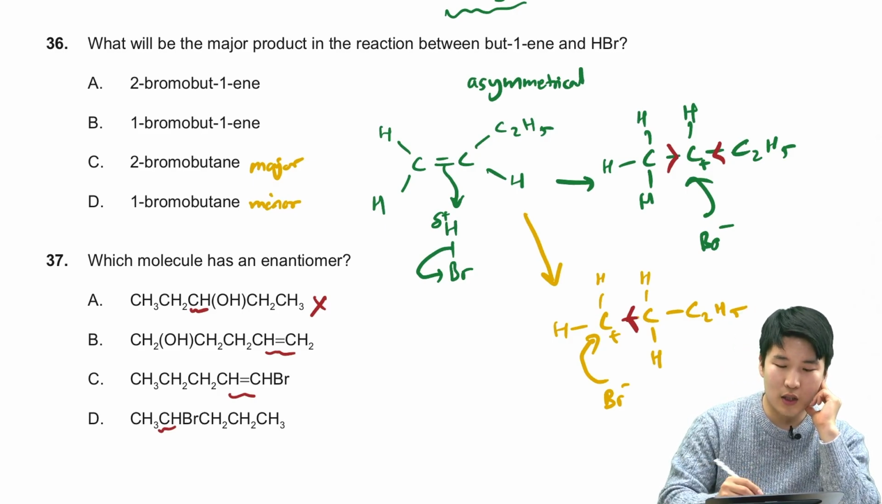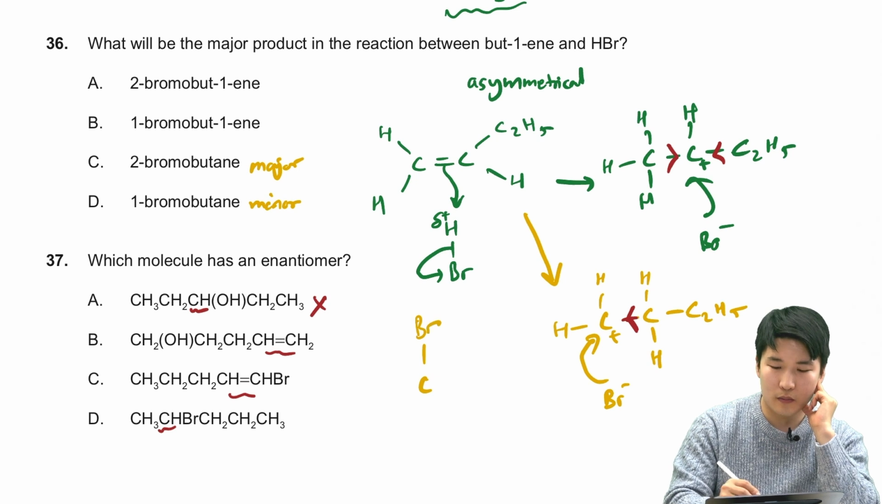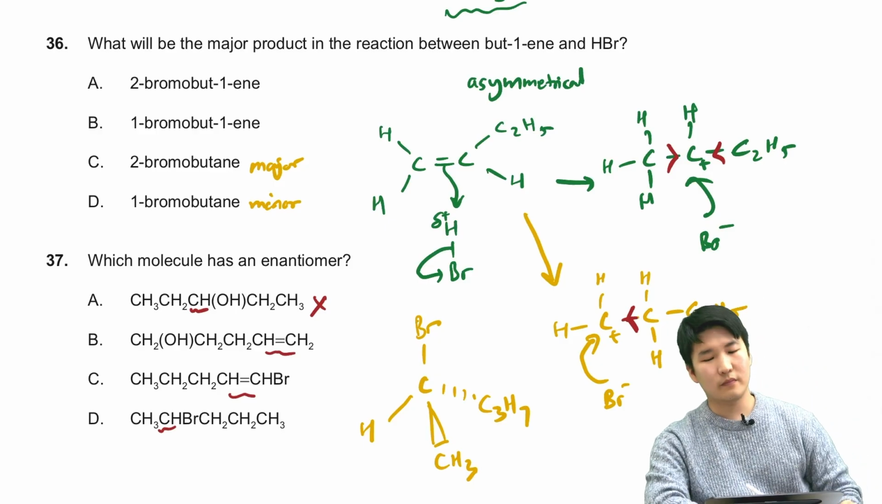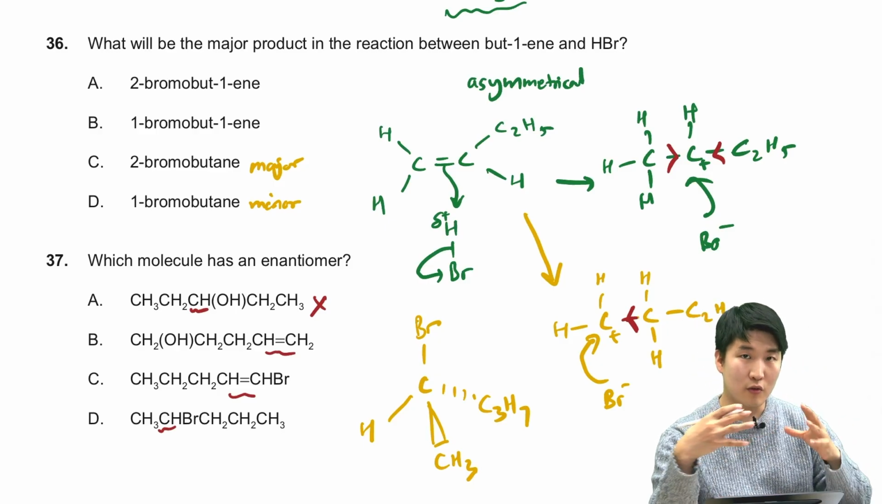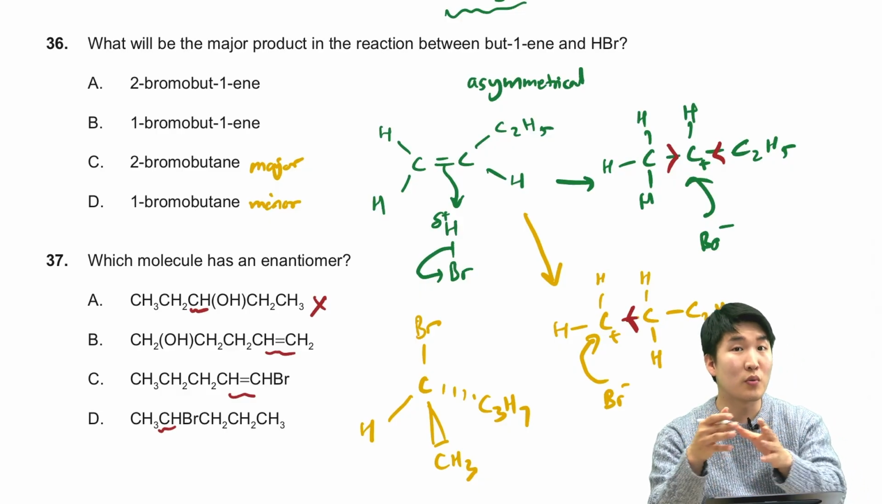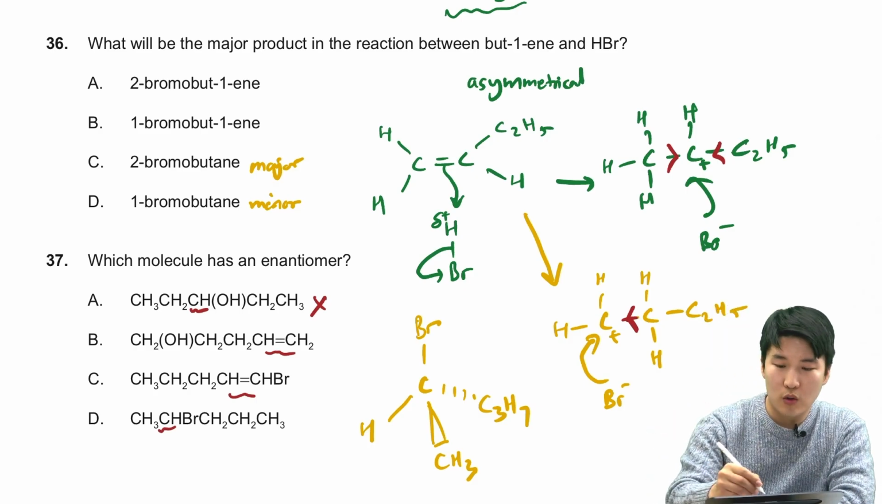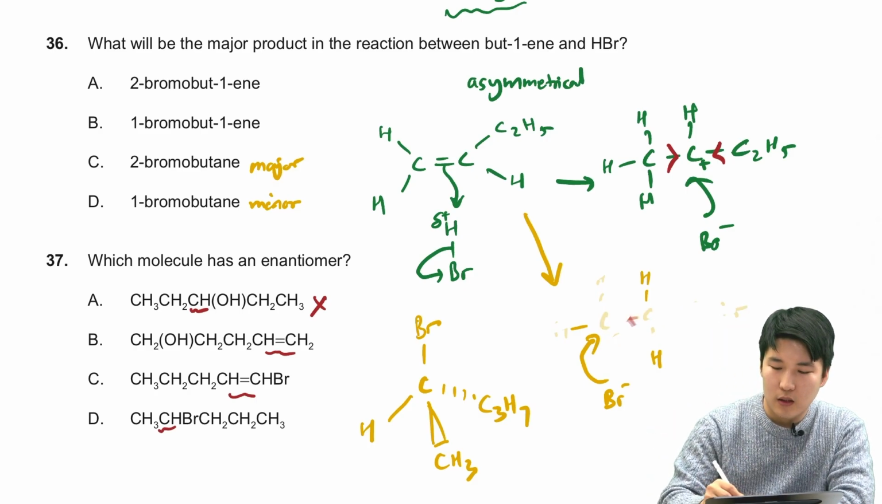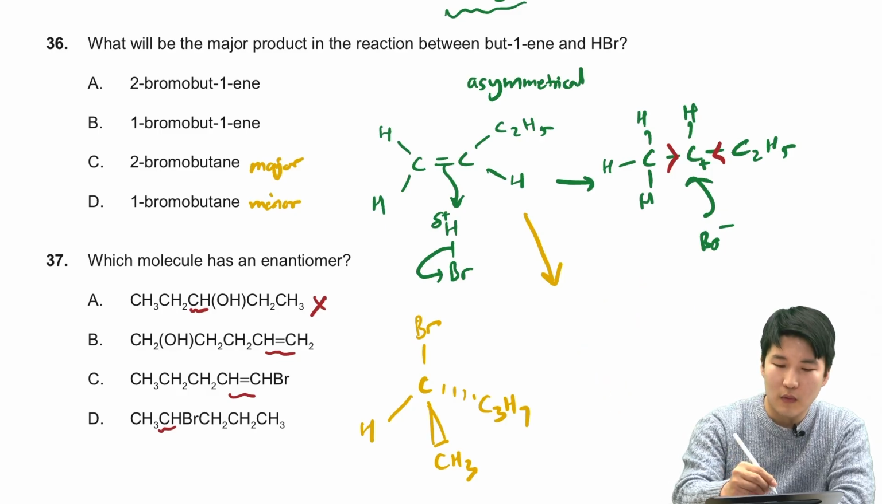Drawing this in 3D, we can draw carbon at the center with bromine, hydrogen, methyl, and a propyl. 4 different distinct groups that allow us to create a non-superimposable mirror image. If we draw, we can draw the mirror image as follows.